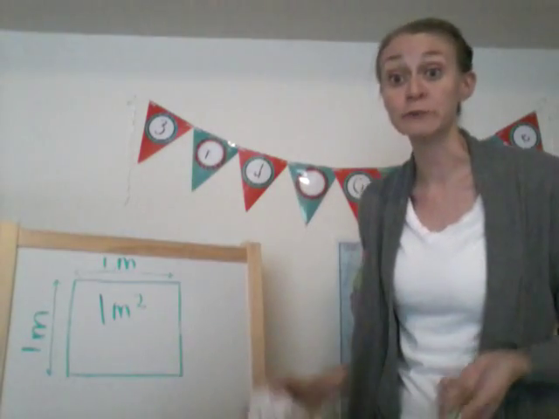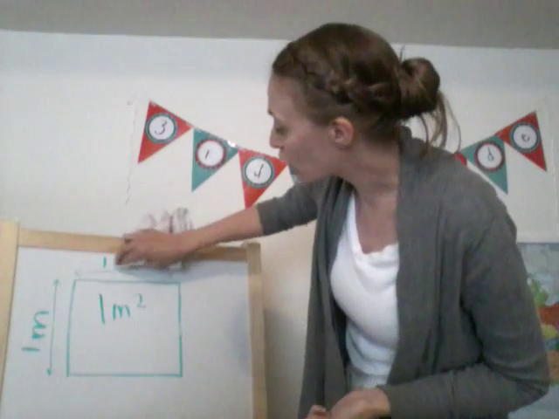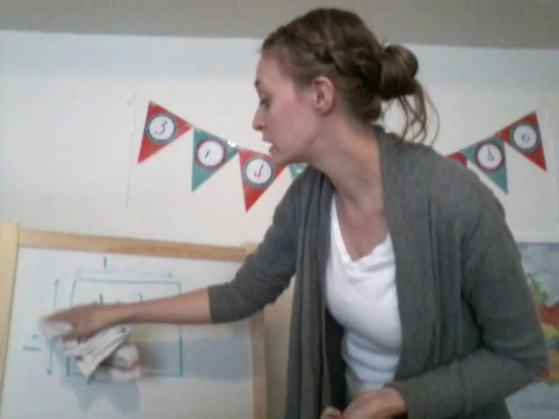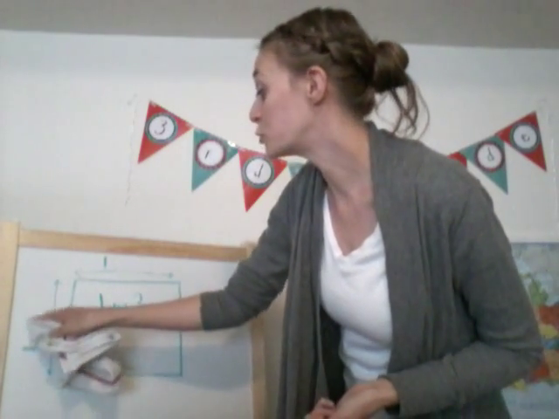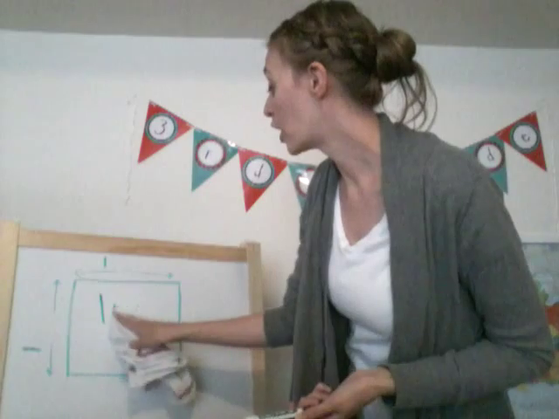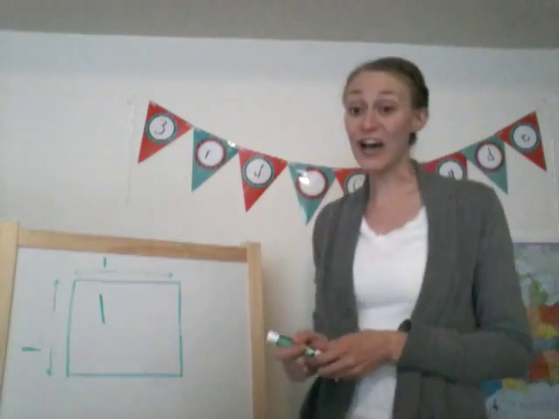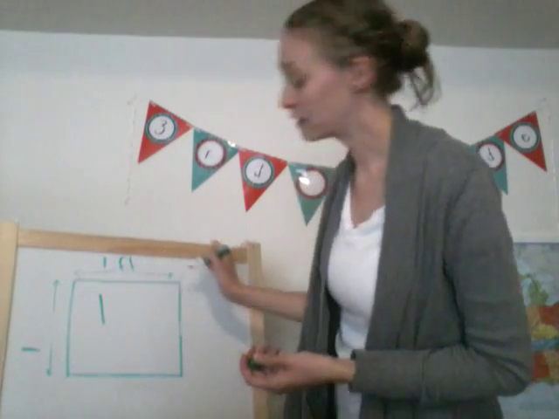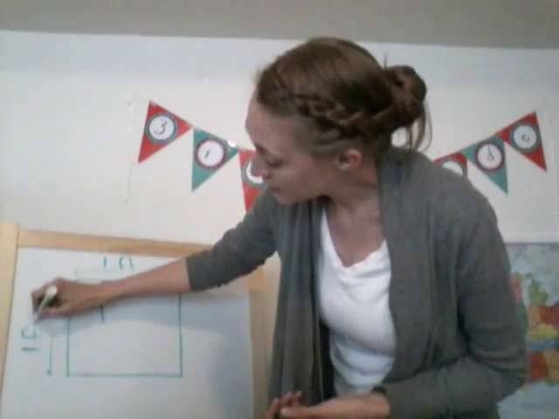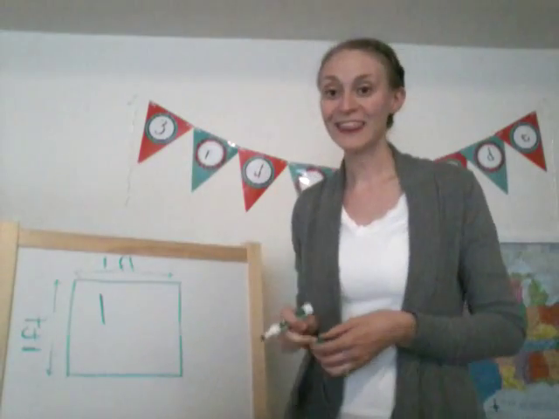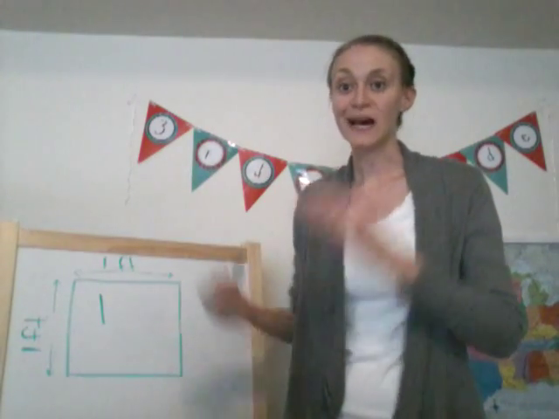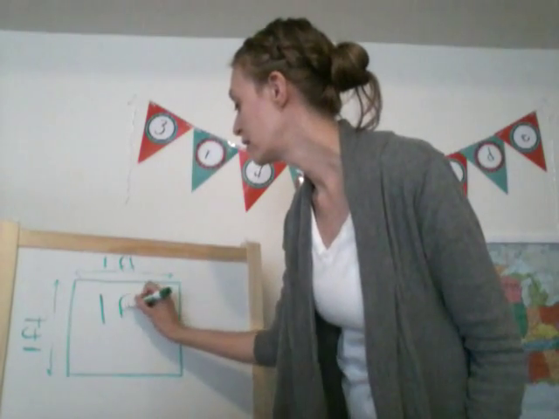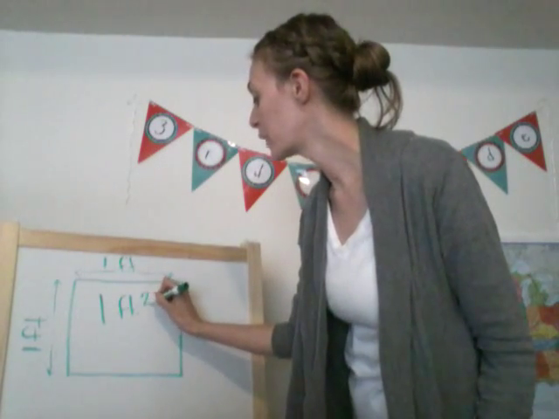Let's try one more type of measurement. Let's say we want to use feet. We are planting a garden, like we did a couple weeks ago, and we want to plot out how many feet our garden is. So we are going to look at 1 foot in length and 1 foot in width, and 1 foot times 1 foot equals 1 foot squared.